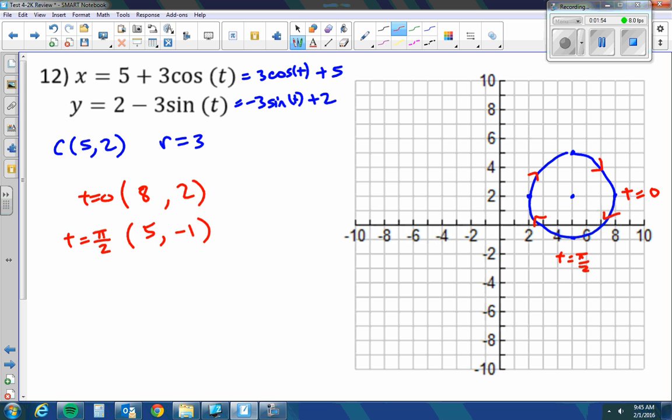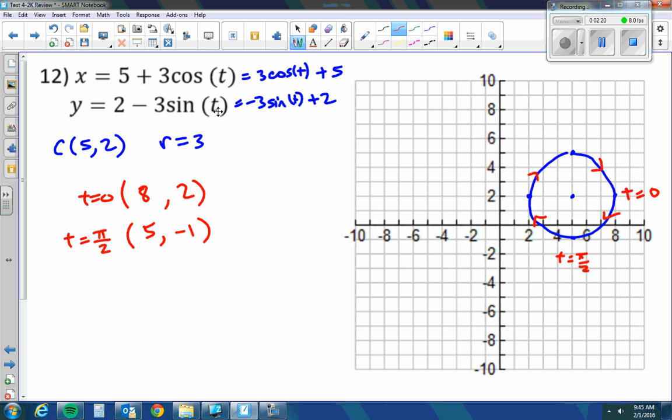Now listen, there's actually a faster way. First of all, for the starting point, focus on cosine. Cosine starts at its maximum value, and it's in the x equation, so your x starts at the maximum value, which is on the right side of the graph. Cosine starts at the maximum and then decreases. Well, if you're here, all you can do is decrease, but you could go up or down and still decrease.